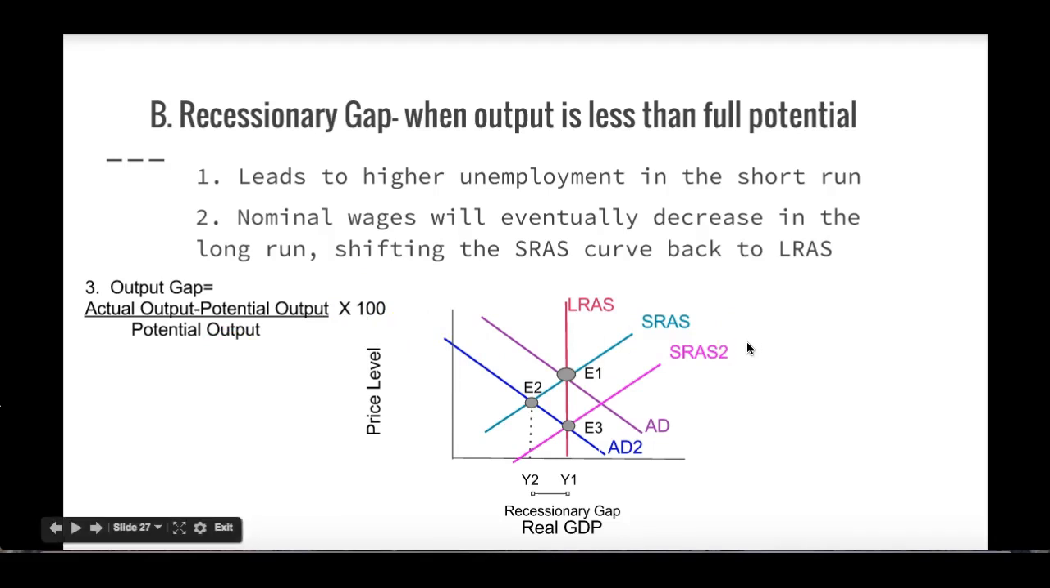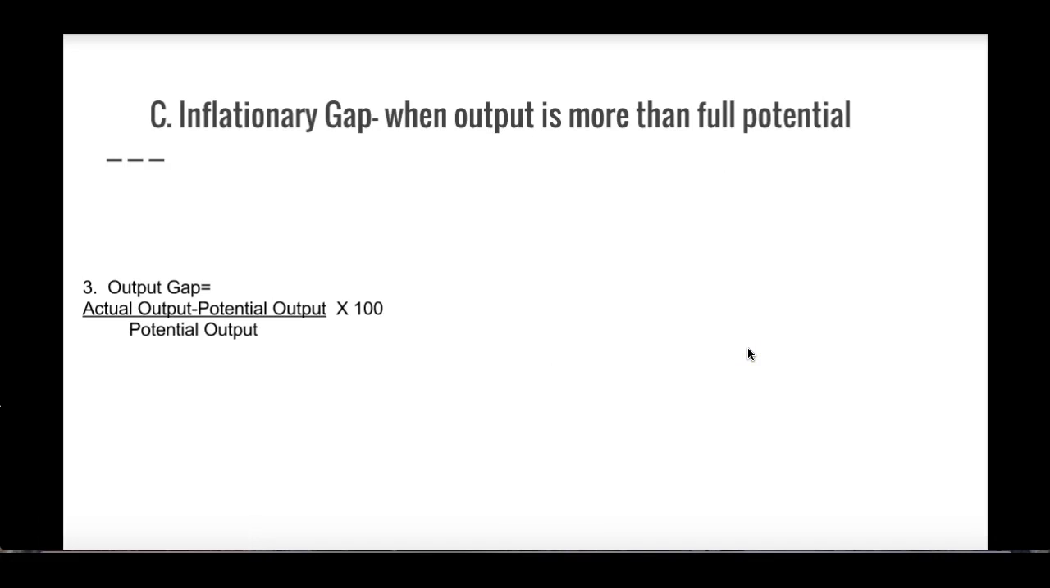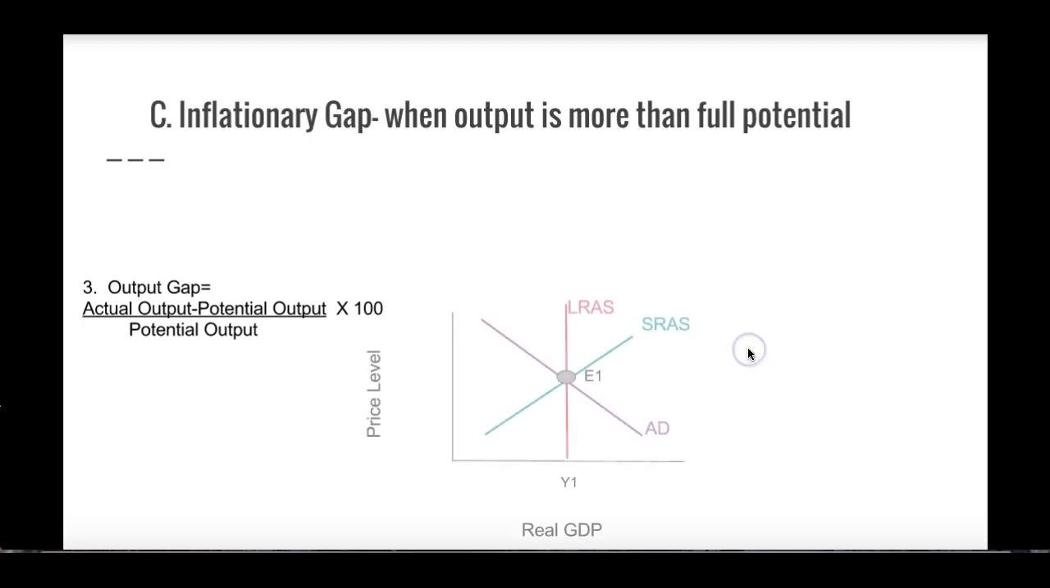All right. Now the opposite of a recessionary gap is an inflationary gap. So an inflationary gap is when output is more than the full potential. So we are actually making more than we potentially should. How's that possible? Well, let's start with this. Again, we're starting at our long run equilibrium. So everything's hunky-dory, we're at long run equilibrium.